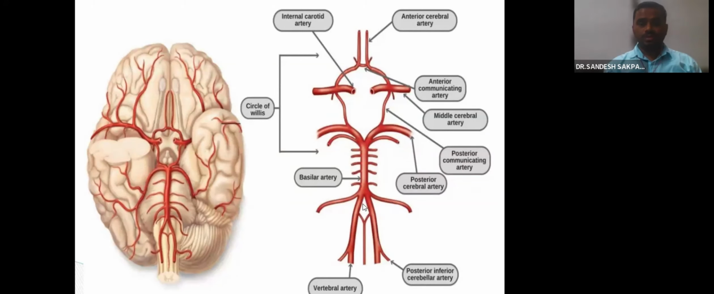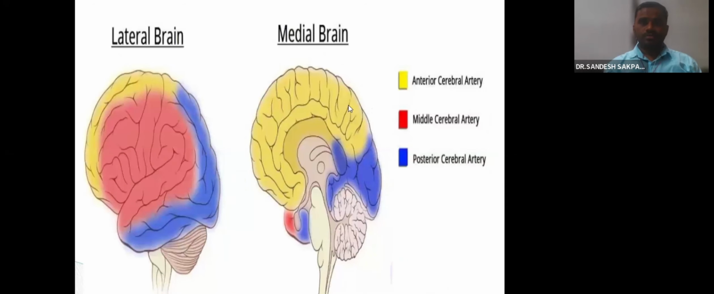The circle of Willis should be known to you. So two vertebral arteries combine to form the basilar artery in front of the pons, then divide into the PCA. Then the inner blood supply will be provided by the ICA. The ICA will be divided into two, MCA and the ACA. And the ICA, the internal carotid artery, is connected to the PCA by the posterior communicating artery. So it completes the circle of Willis. So this is very important to know.